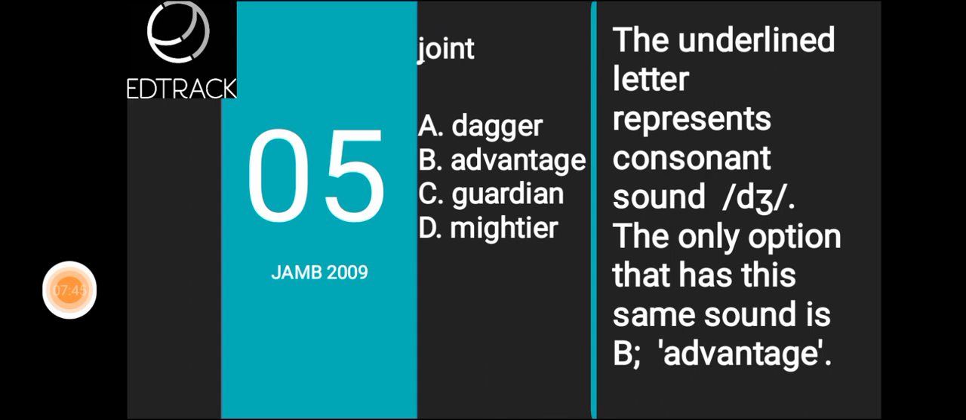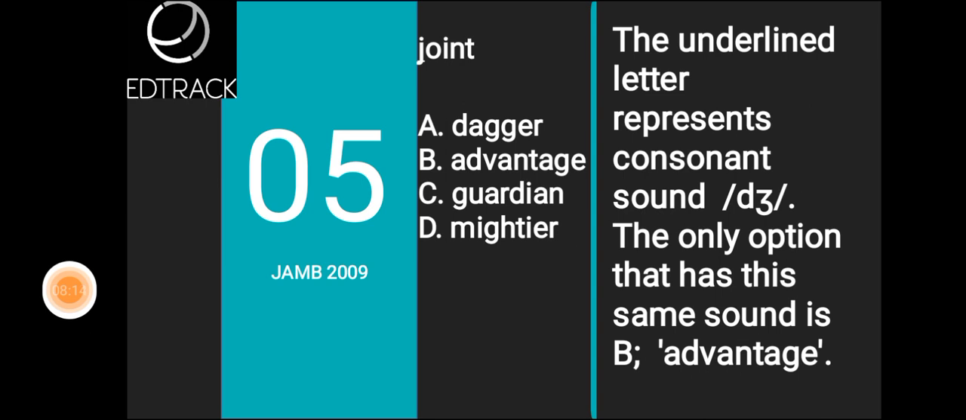So, this is another question picked from JAMB question for year 2009. The underlined letter in this word is letter J. Letter J is the one underlined here. So, how do we detect which one of these four options has the same sound as the one represented by letter J? Let us pronounce this word first.